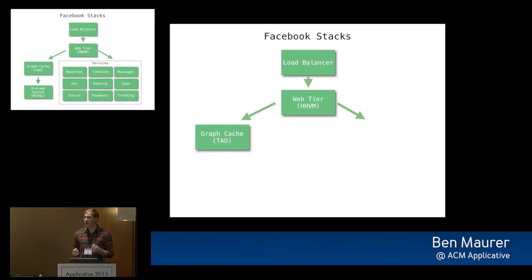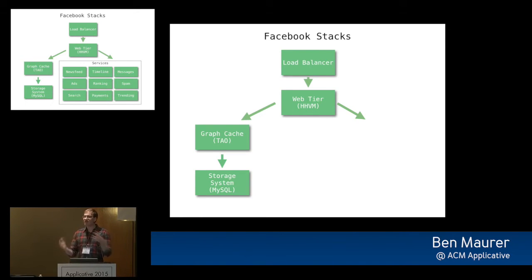The first service it talks to is a cache service. That is a service that has information about objects in the social graph, about users, about things that they posted, about comments on those posts, about likes on those posts. It is a graph of objects that is connected together with associations. This cache is backed by an underlying MySQL storage system.